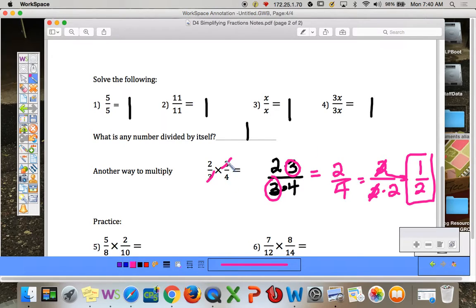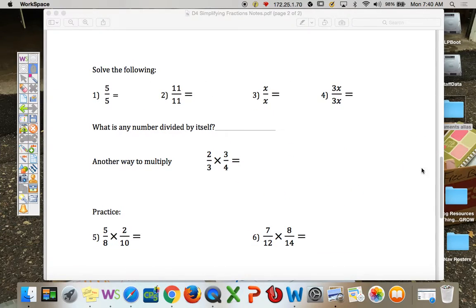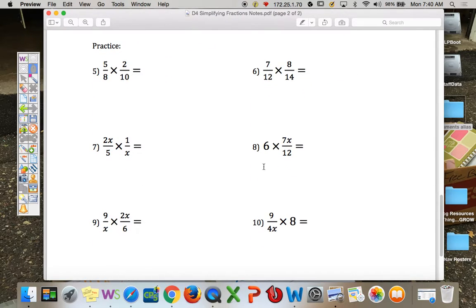So if you have any number that's the same on the top and the bottom, you can cancel that because we'll know that equals 1. If you have any number that goes into another number, we can reduce that as well. So let's practice a few of these, simplifying fractions.